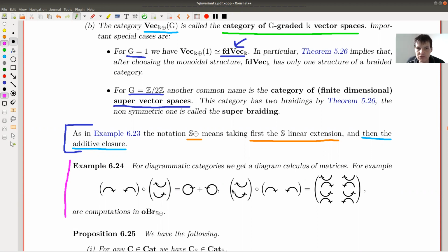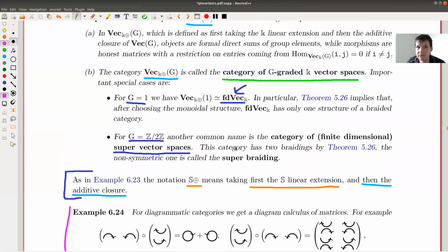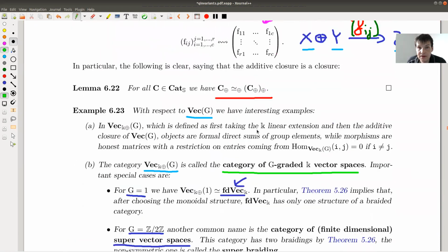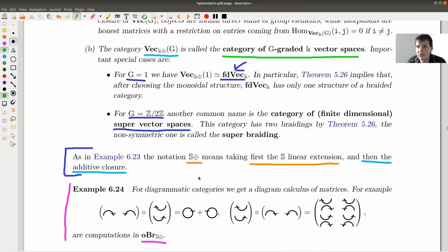Okay, so the additive closure of Brouwer, or in this case, oriented Brouwer, works as follows. Now you can add diagrams. Let me say this again, I was too quick. In order to make this work, because you need matrix multiplication, you already want to be able to add morphisms. So you start with a linear category. But it doesn't really matter, because you can first linearize and then take the additive closure.